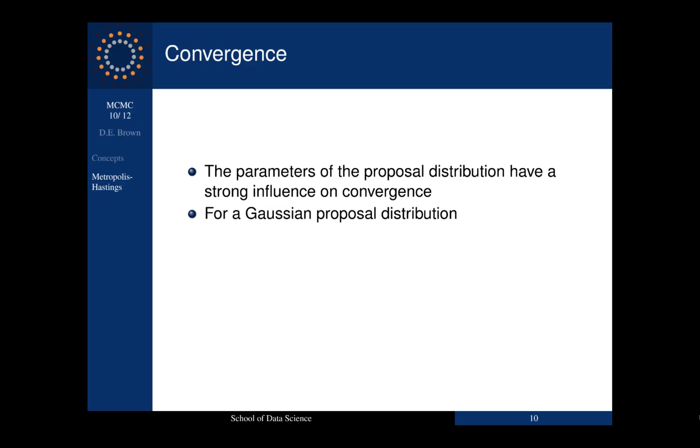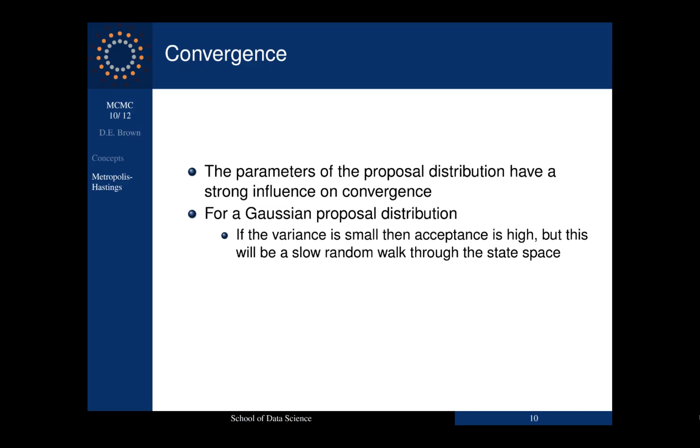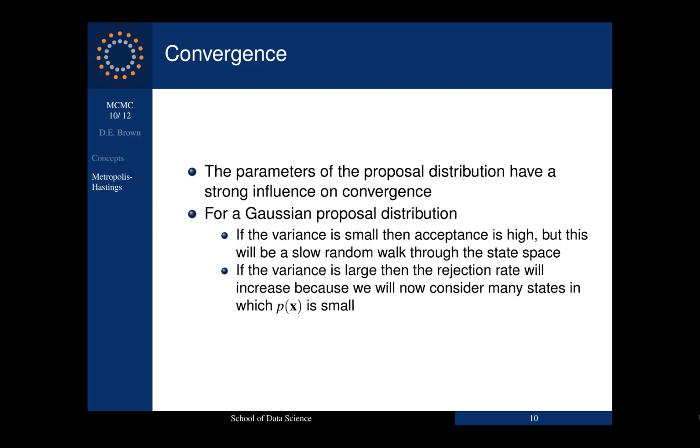For a Gaussian proposal distribution, if the variance is small, then the acceptance is high, but this will be a slow random walk through the state space. If the variance is large, then the rejection rate will increase because we will now have to consider many states where the target distribution has low density, and as a result, we're wasting time in those places.